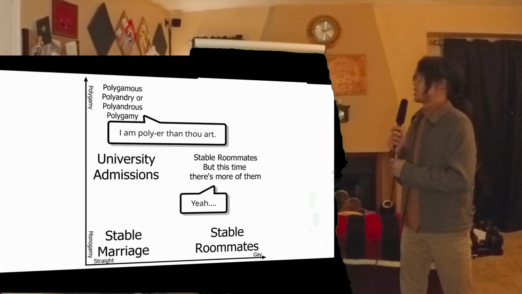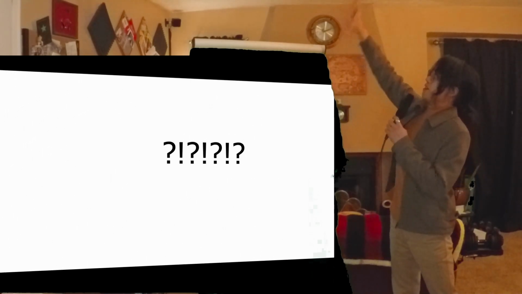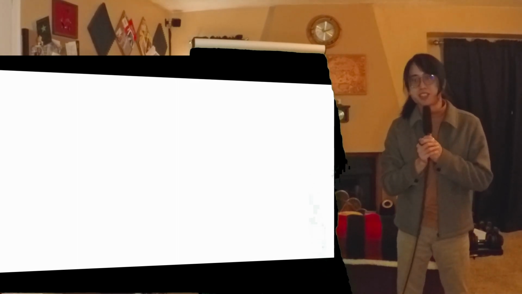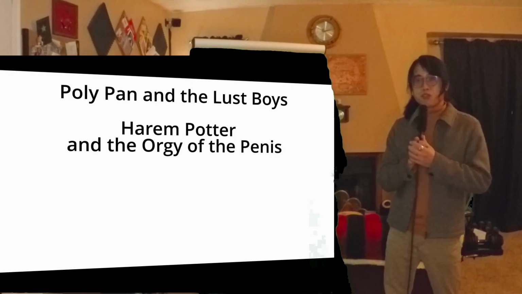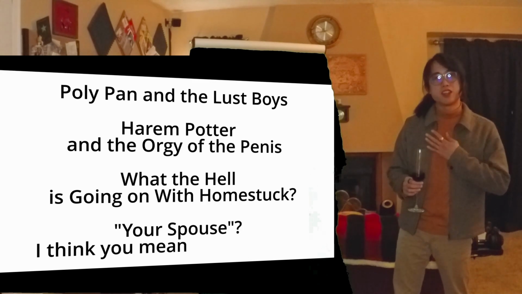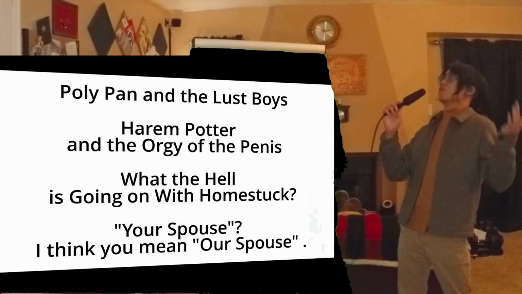And here's where you'd expect me to take you to the promised land, the glorious upper right portion of the marriage space. But I can't. I've been trying to find it, but if it exists, it's probably hidden behind some dumb name. But if I can suggest any names for any future papers, I'd like to see Polypan and the Lust Boys, Harry Potter and the Orgy of the Penis, What the Hell is Going On with Homestuck, and Your Spouse? I think you mean Our Spouse. So until I can find it, I'll be waiting for something with a dumb name like the University Admissions Problem.